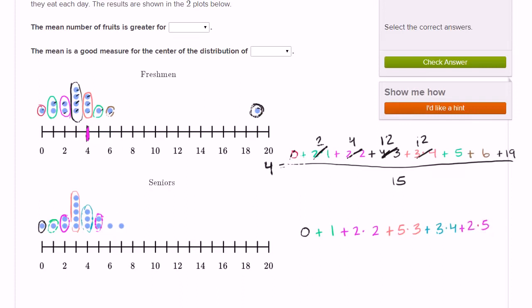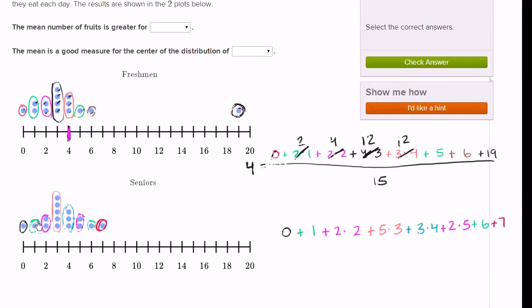And then we have a 6. We have a 6 plus 6. And we have a 7. Someone eats 7 pieces of fruit each day. A lot of fiber. Plus 7. And now, how many data points did we have?